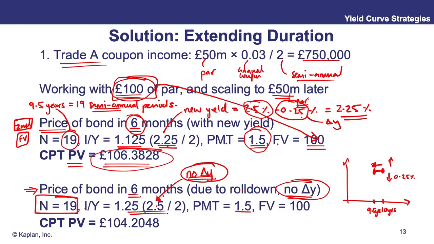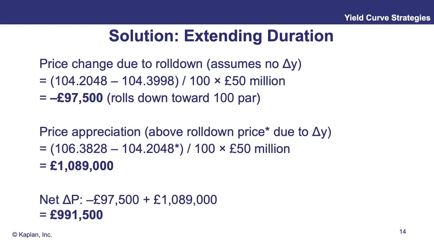Coupon stays the same, fixed income, remember, and par is the same as well, working with $100 of par here. So when you compute PV, you get 104.2048. That's the price of the bond with no yield shift. And it's not a surprise, hopefully, that when yields shift down, as in that first calculation, you get a higher price than when yields don't shift down. So let's take those prices that we just calculated, 104.2048, that's the price just due to roll down.